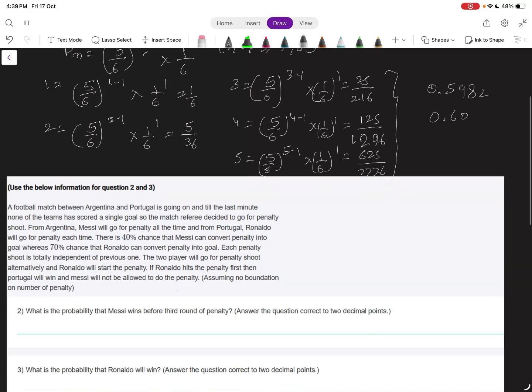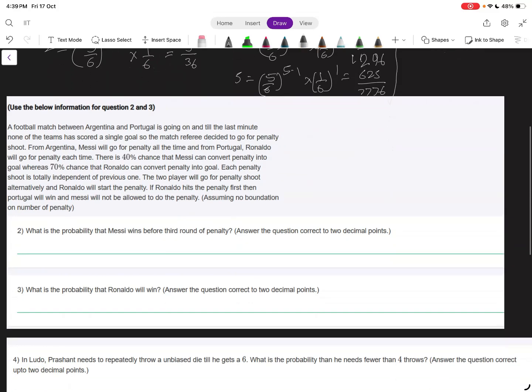Okay, then we are going to our next question, a football match between Argentina and Portugal. The match is going on until the last minute. None of the teams has scored a single goal, so the match referee decided to go for a penalty shootout. From Argentina, Messi will go for penalty all the time, and for Portugal, Ronaldo will go for penalty each time.